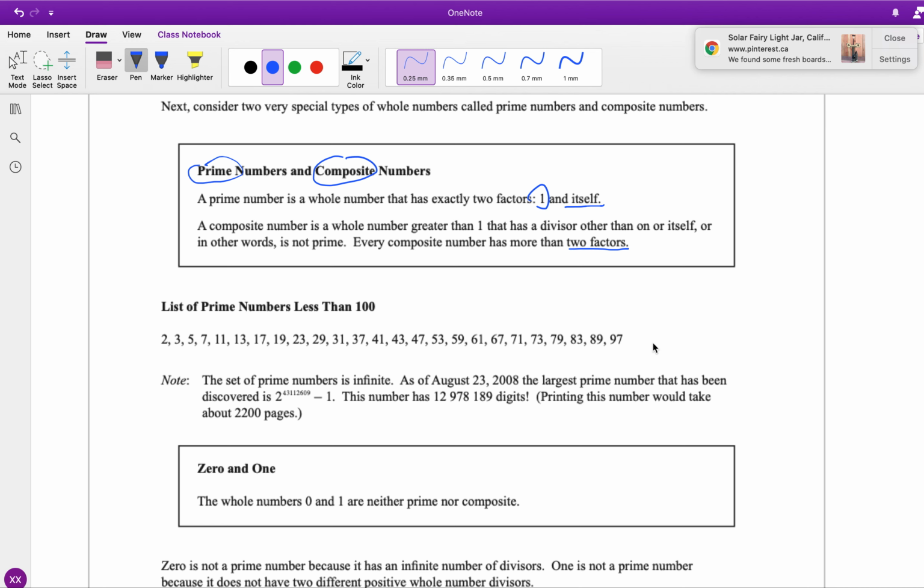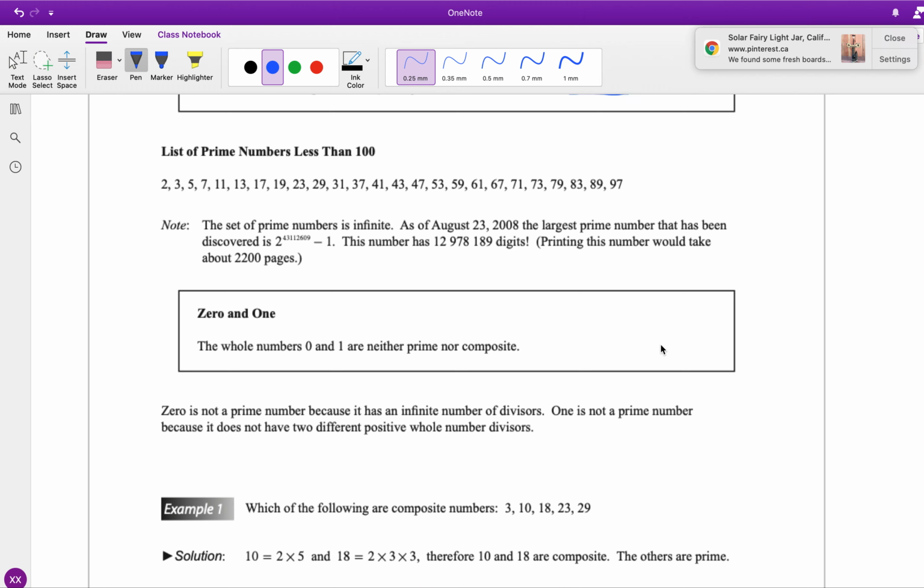Now, computers have helped with a lot of this stuff. So I think the largest prime number, how many digits does it have? You can Google. It's pretty amazing how large that number is. And that is just a prime number. It has no other factors besides itself and 1. It's just amazing. Okay, now it says 0 and 1.